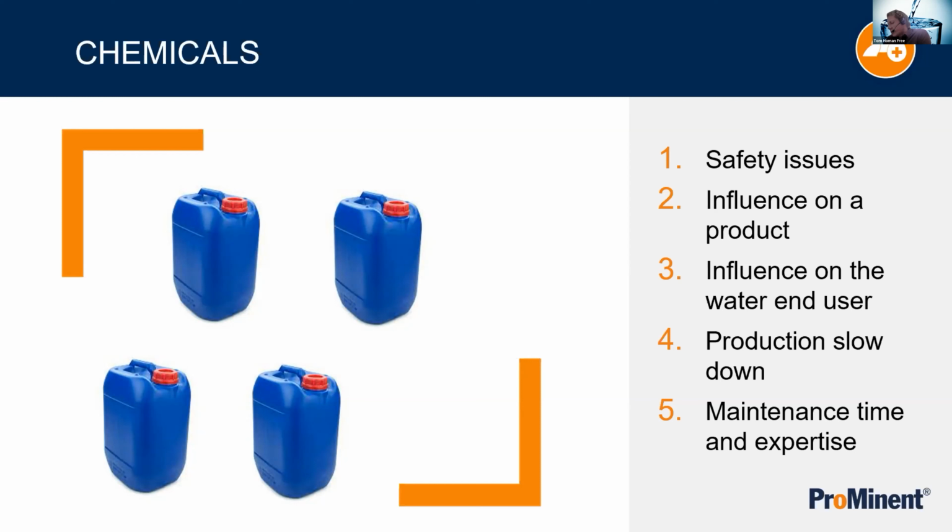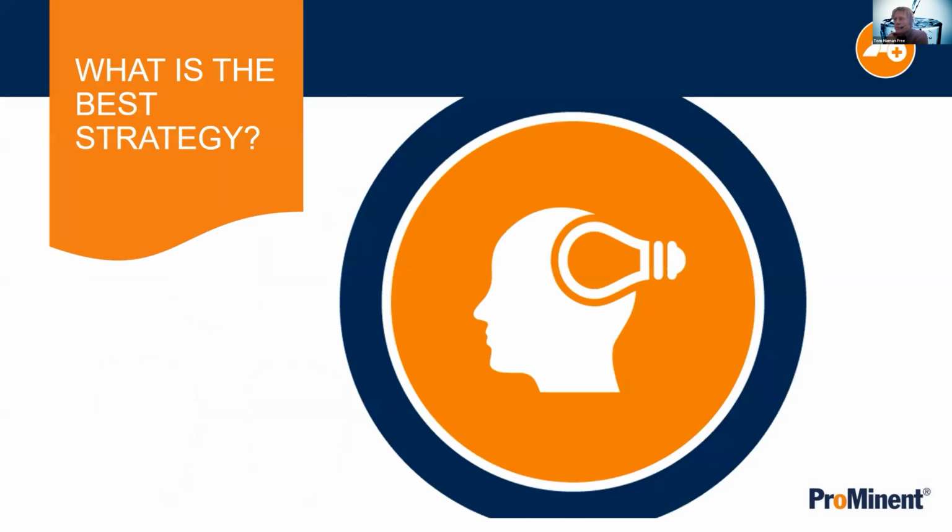There's a range of other chemicals available, monochloramines, we have bromine, mixtures for cooling towers, which all come with their own range of problems. Either safety issues, influence on the product, or just not being suitable for that application. If we have a think on what would be the best strategy, then that is always a tricky question. There is no one answer to that.